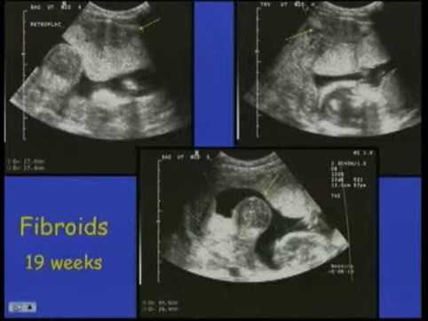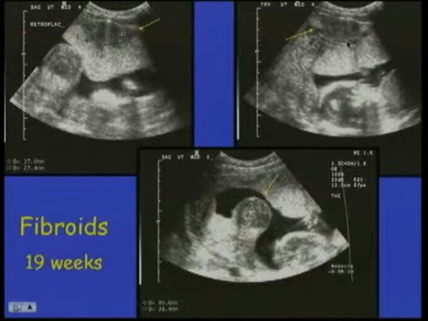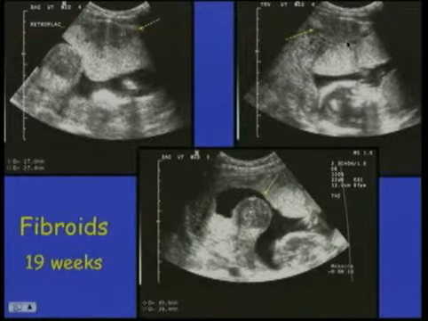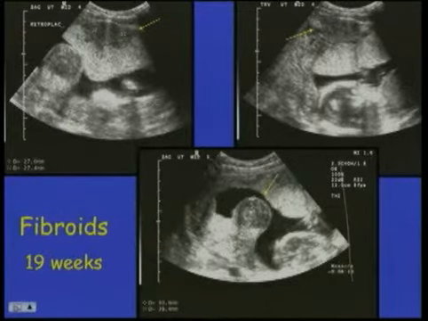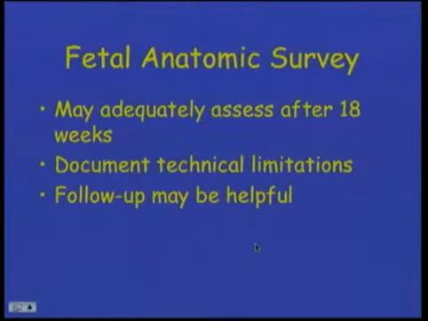We can see this fibroid over here under the placenta as well. When they're retroplacental, they have an increased incidence of abruption when it gets closer to delivery, and intrauterine growth restriction. This is kind of an interesting fibroid, sitting right inside the amniotic fluid.